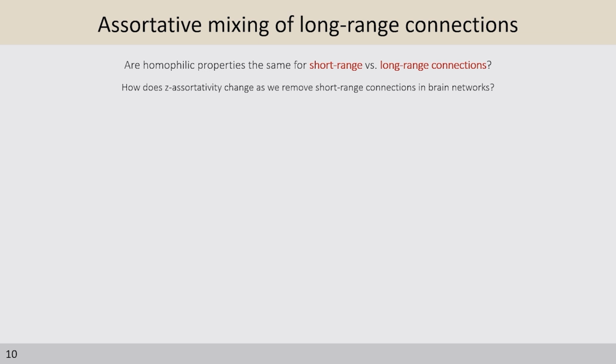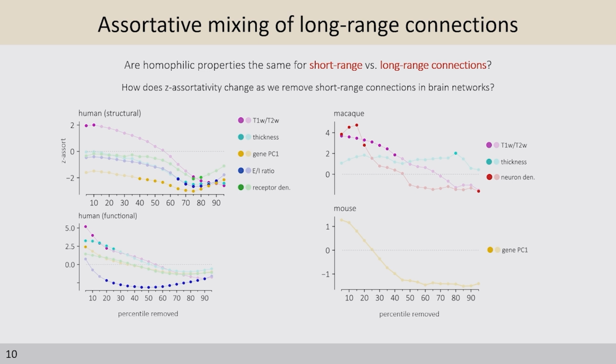So after this main result, what we decided to do is investigate whether these homophilic properties in the brain are the same for short-range and long-range connections. And the way we did that is by thresholding our connectomes, removing all of the short-range connections in our networks and focusing on the long-range connections. And so the results are displayed here.